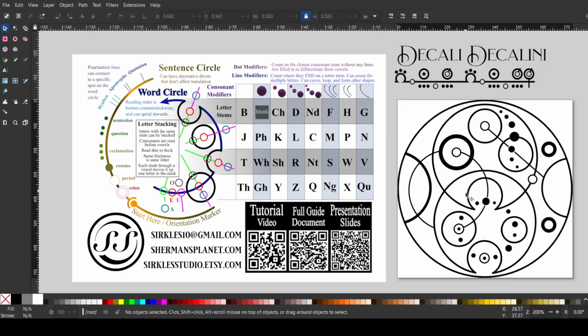And then we continue around, and we have this. This is actually part of the next word. We can tell because it is a divot on this word circle. So even though it's within this word, we can tell where it belongs because it is a divot stem on this circle. So we're going to skip that for now because it's part of this next word.